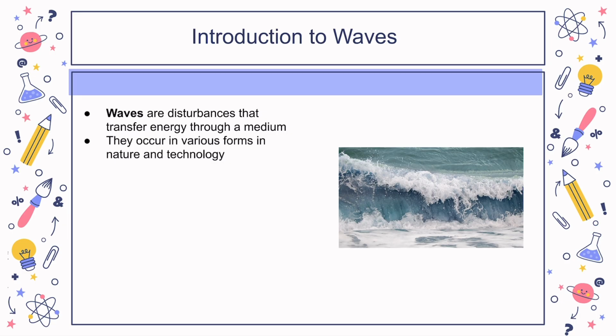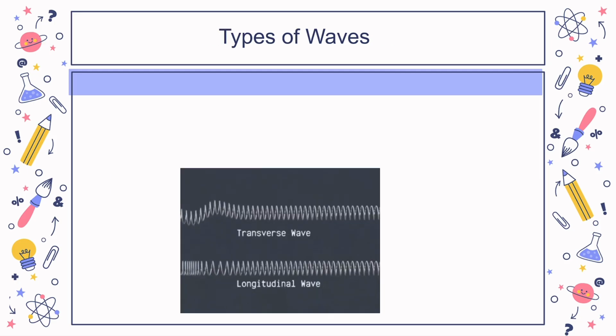They occur in various forms in nature and technology. Some of the most notable forms are light and sound. But water waves are an example, sound waves and light waves, as we previously mentioned. There are two main types of waves, or two categories that each of those waves fall into.